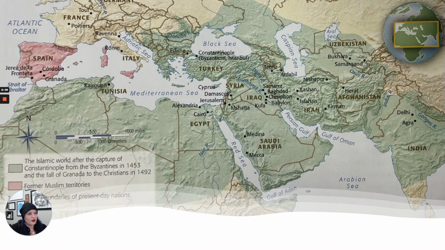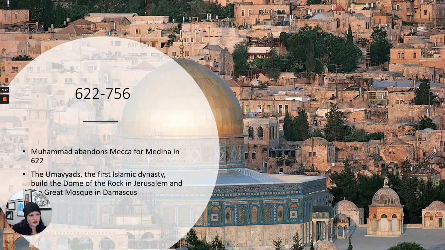Okay, then Constantinople falls. So this is the Islamic world after the capture of Constantinople from the Byzantines in 1453 and the fall of Granada to the Christians in 1492. So in red we have former Muslim territories. The lines here show us the contemporary countries so you can kind of see where everything is. But you can see even after Spain is reclaimed, the Islamic territories of the various caliphates take over a huge part of the globe, of the Western world.